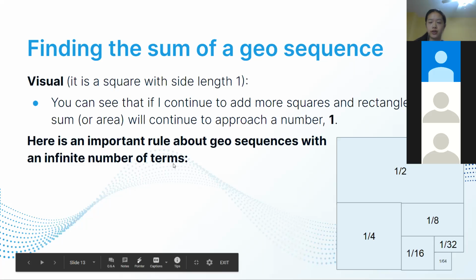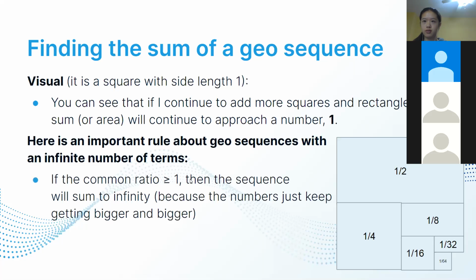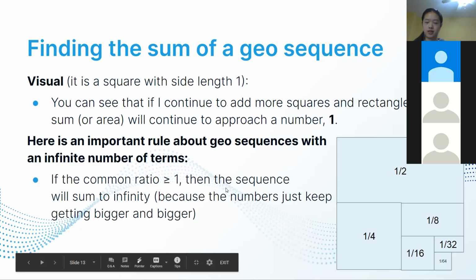So now here's a very important rule about geometric sequences that just go on and on forever. If the common ratio of that sequence is greater than or equal to 1, then this sequence will always sum to infinity, because the numbers will either get bigger and bigger, or the numbers will just keep going. The sum will be infinity or negative infinity, because there is a negative infinity.